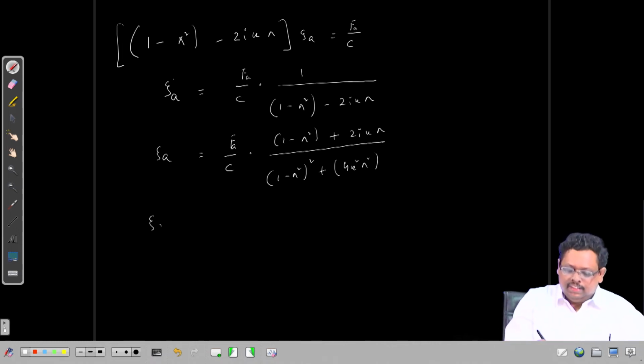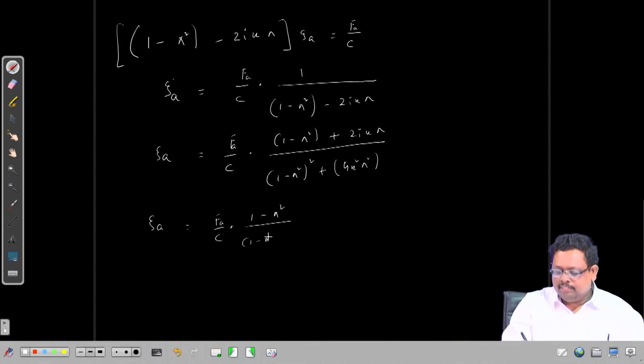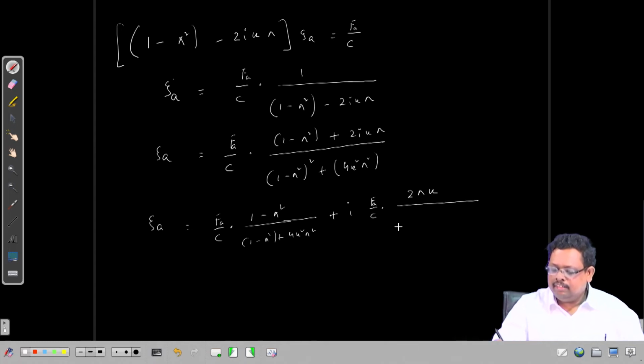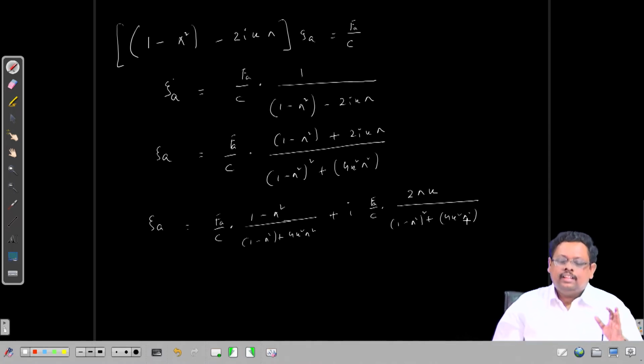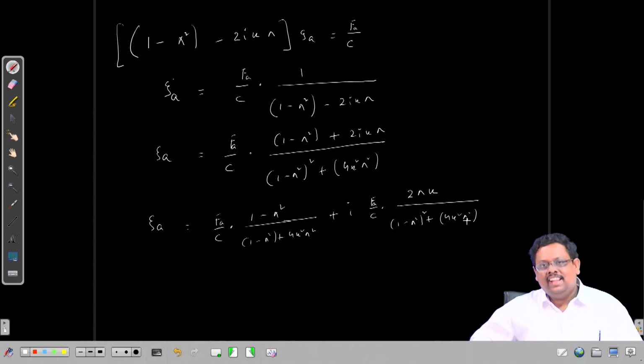So, I just break into real and imaginary part. So, it will become (1 minus gamma square) divided by (1 minus gamma square whole square plus 4 k square gamma square), plus i into F_a by c into 2 gamma k divided by (1 minus gamma square whole square plus 4 k square gamma square). Fine, clear. Now, this part is actually algebra.